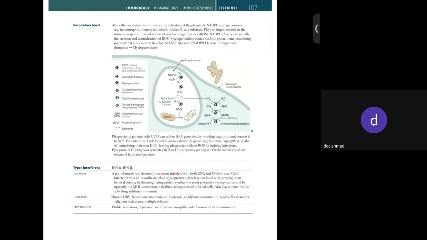The adverse effects can be flu-like symptoms, depression, neutropenia, myopathy, and interferon-induced autoimmunity. That's very simple, that makes sense. If you are decreasing the activity of a lot of cells, what would happen? It would lead to less muscle formation, less neutrophil formation, and interferon-induced autoimmunity can lead to production of antibodies that can cause problems to your body. So that's something you should keep in mind.